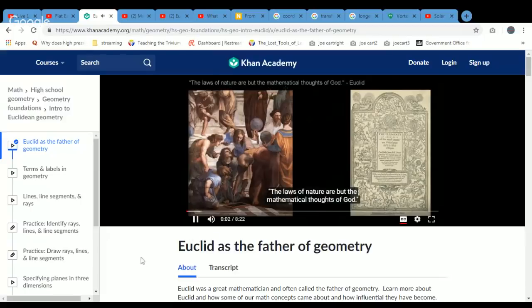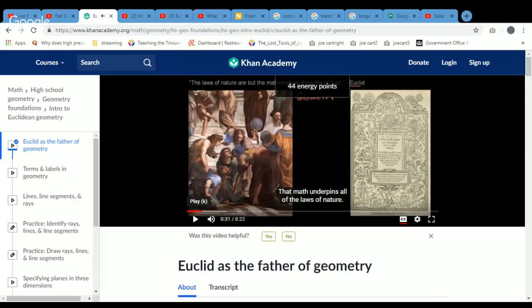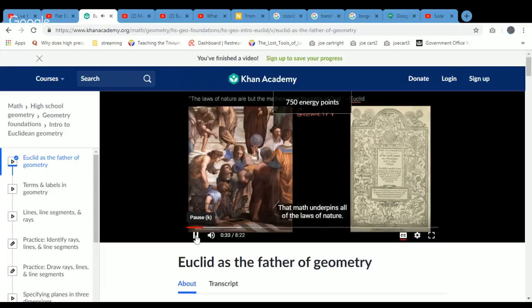Laws of nature, but the mathematical thoughts of God. And this is a quote by Euclid of Alexandria, who was a Greek mathematician and philosopher who lived about 300 years before Christ. And the reason why I include this quote is because Euclid is considered to be the father of geometry. And it is a neat quote, regardless of your views of God, whether or not God exists or the nature of God. It says something very fundamental about nature. The laws of nature are but the mathematical thoughts of God. The design of nature. Math underpins all of the laws of nature.